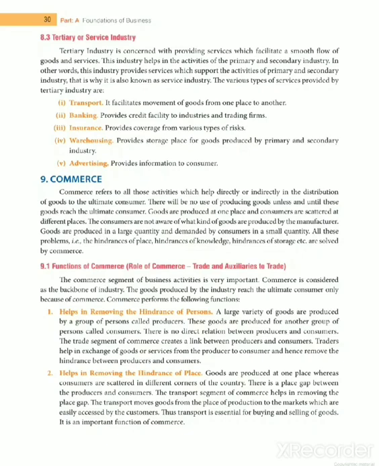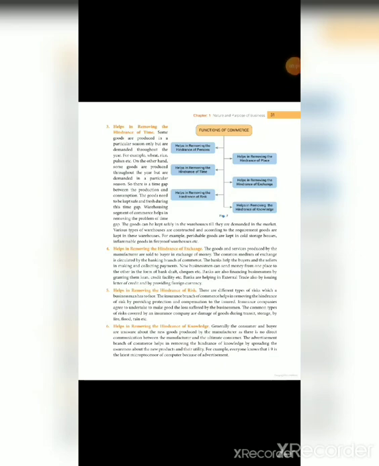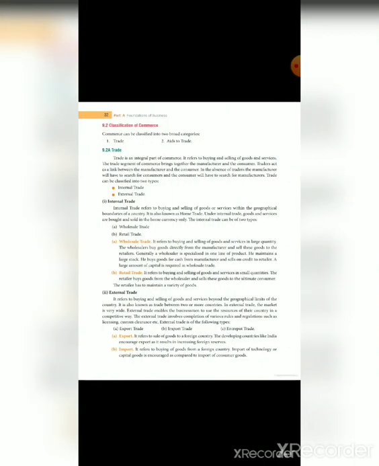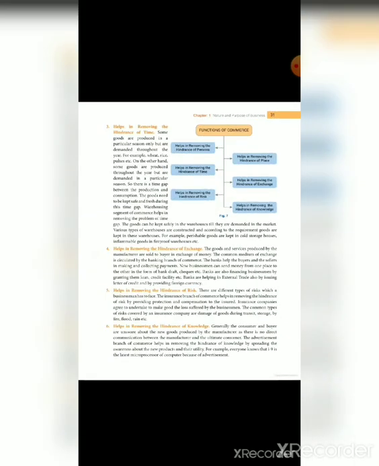Next is helps in removing the hindrance of risk. There are different types of risk which a businessman has to face. The insurance branch of commerce helps in removing the hindrance of risk by providing protection and compensation to the insured. Insurance companies agree to undertake to make good the loss suffered by the businessman.